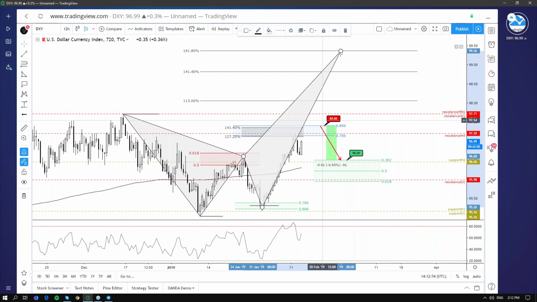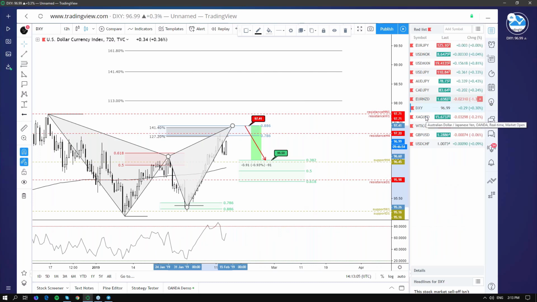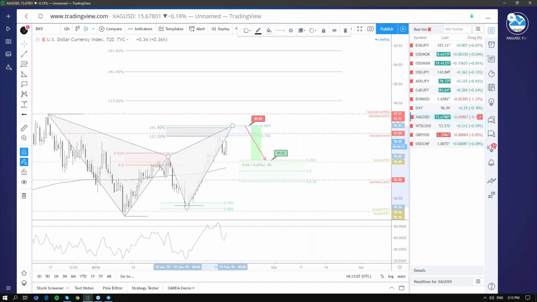But from there we will see, and I will try to keep updating those charts if that happens. At this point we are very close to the 88% retracement on Dixie. 97.41 is the completion point for the bearish bat pattern. And let me finish with silver.